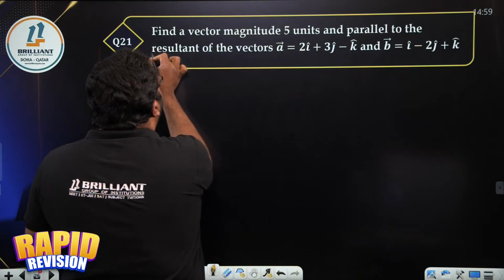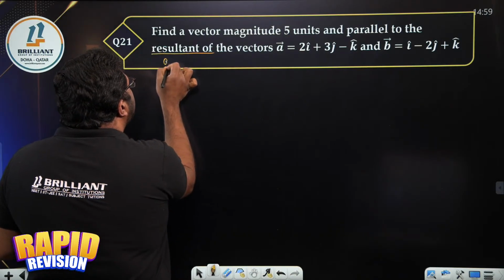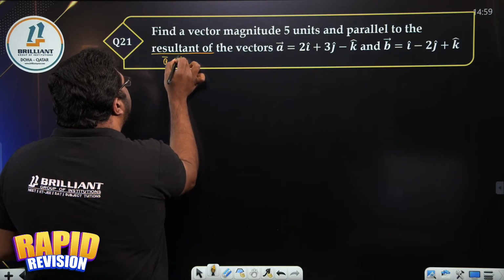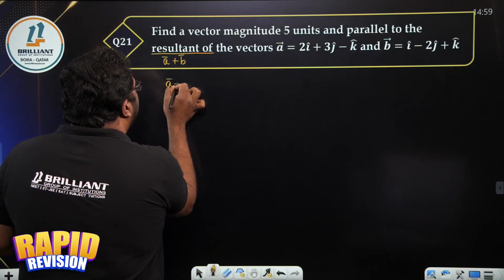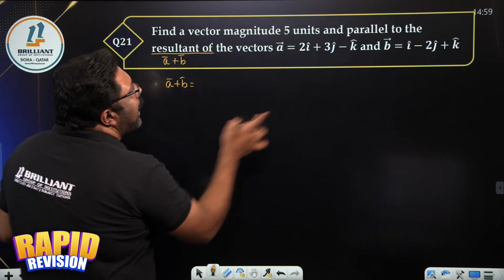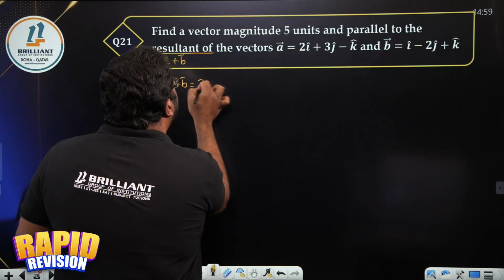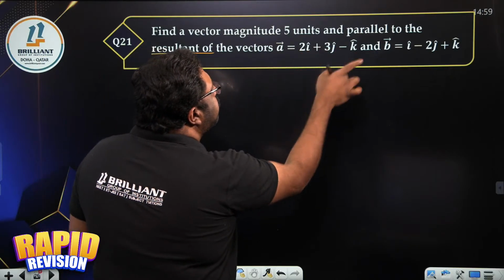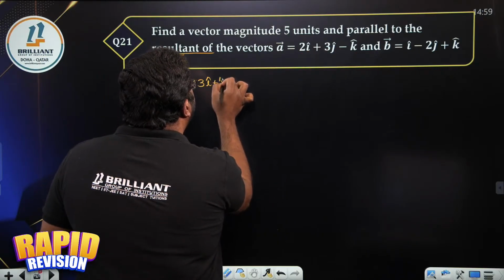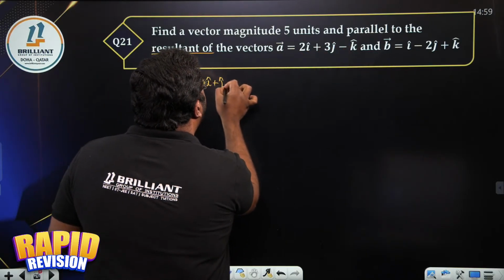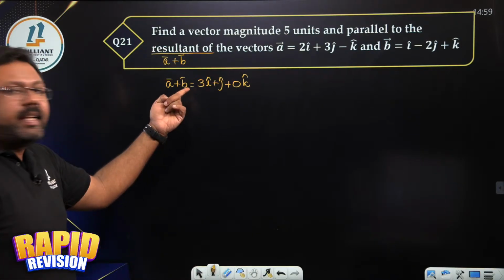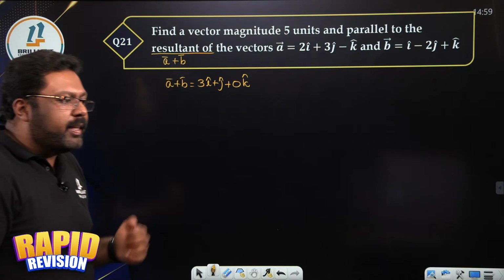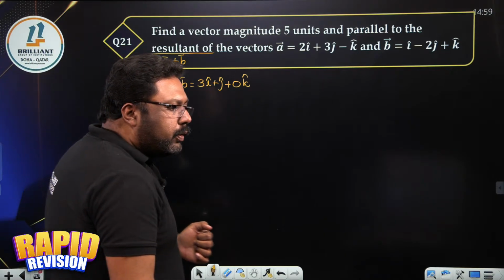What is the meaning of resultant of? It means the sum of A and B. So what is A plus B? Add the 2 vectors. 3i plus j plus 0k. This is the resultant vector A plus B. Okay?